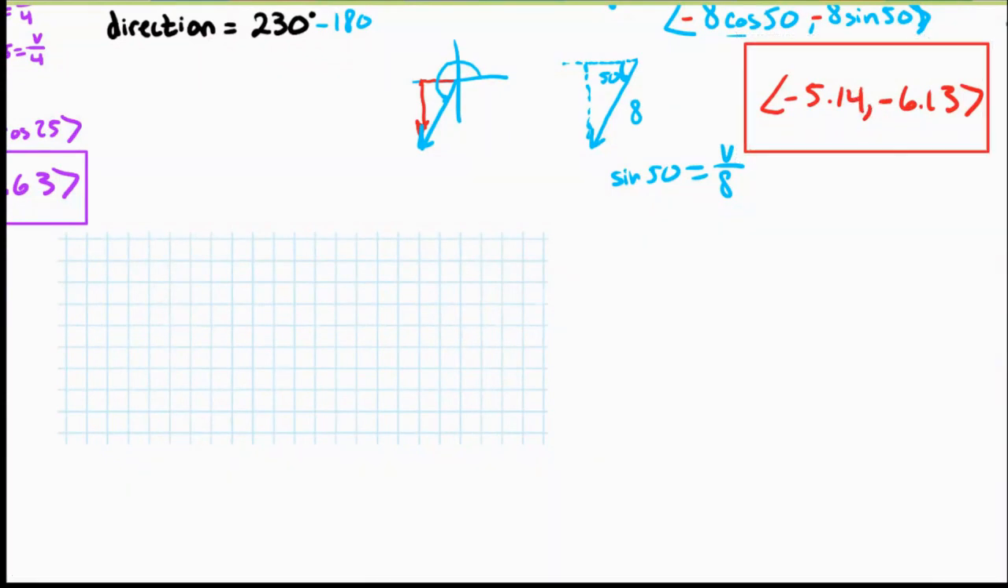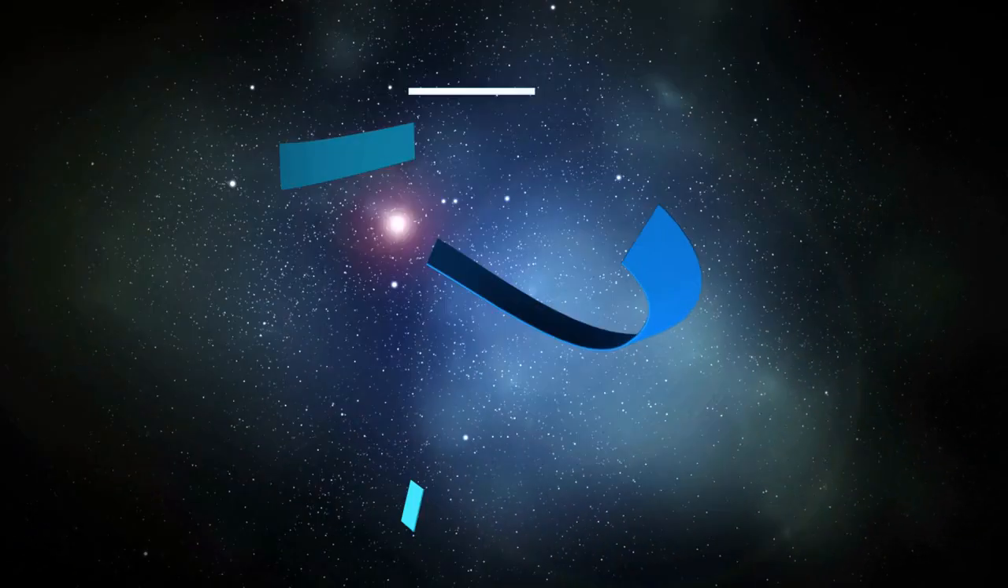If I were asked to sketch this out, I'm going to go left 1, 2, 3, 4, 5 and some change, down 1, 2, 3, 4, 5, 6 and a little bit more. And so this is my sketched diagram. Again, the nice part about having the components is I don't even really need to worry about this direction of 230, because if I sketch my values right, it should automatically be 230 degrees.